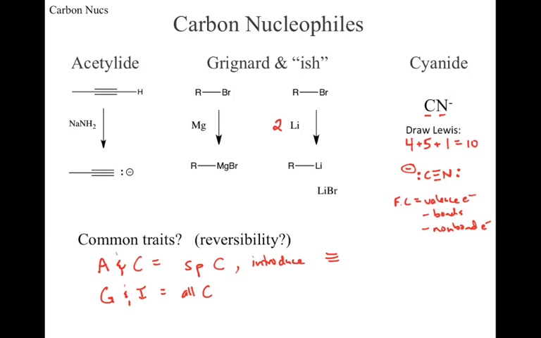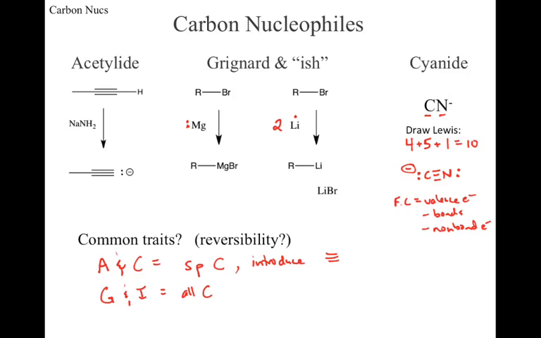So here's a nice little random question. Why do you need 2 equivalents of the lithium where we only need 1 equivalent of the magnesium? I'll let you think about that for 5 seconds. We take a look at our Lewis structures. Magnesium has 2 electrons, lithium has 1. To make the lithium-carbon bond, we need 2 lithiums because we need 2 electrons to make that bond. But you get pretty much the same reactivity coming out of that.